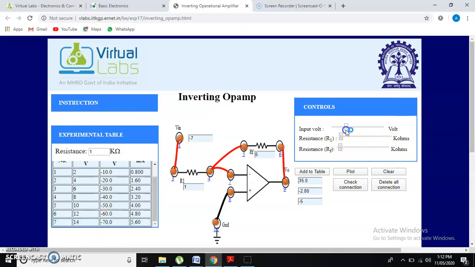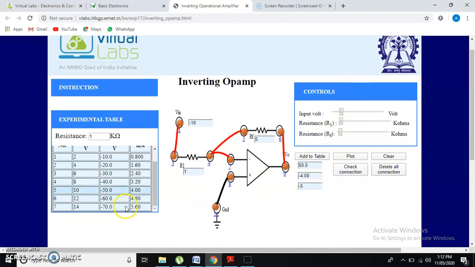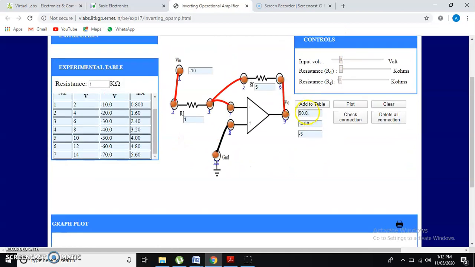Let us have one more reading, which is, let's say, for minus 10 volt input. Minus 10 volt is the input adjusted. We'll add the reading into the table. What should be the output now? Minus 10 is the input and gain is minus 5. Minus 10 into minus 5, 50 volt should be the output. So that is what is coming here.